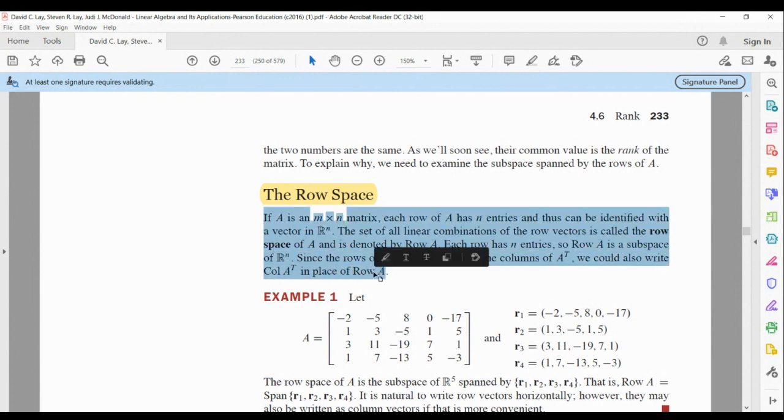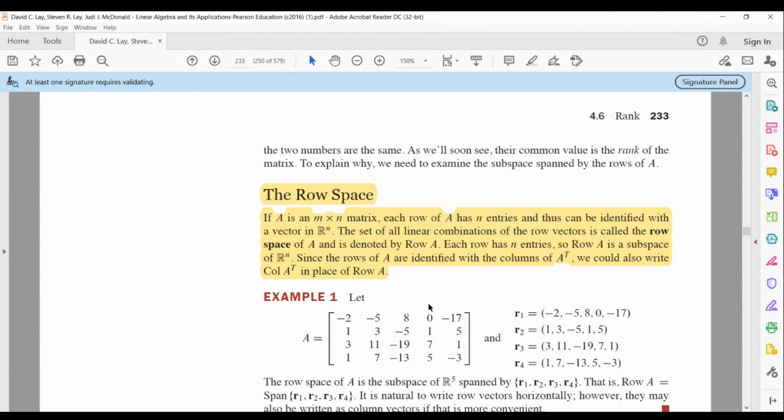I'm going to highlight this. So if you have an m by n matrix, every row of matrix A has n entries and can be identified with a vector in Rn. But the set of all linear combinations of the row vectors is called the row space, and we denote it by row A. Each row has n entries, so the row space is a subset of Rn.